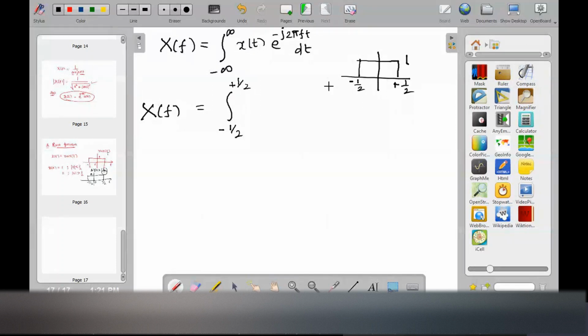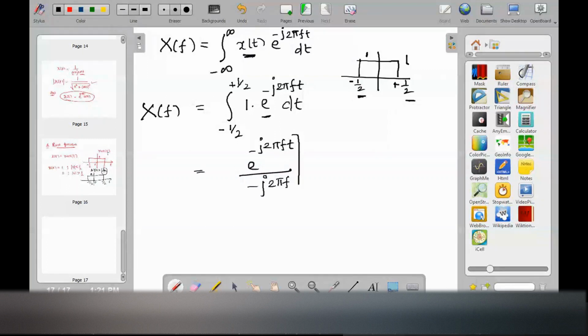So this signal is existing from minus 1 by 2 to plus 1 by 2. So I am taking limits from minus 1 by 2 to plus 1 by 2. What is the value of x of t? 1. So I will write 1 into e to the power of minus j2 pi ft with respect to t. What is the integration of e to the power minus j2 pi ft? It is e to the power of minus j2 pi ft divided by minus j2 pi f, with limits from minus 1 by 2 to plus 1 by 2.